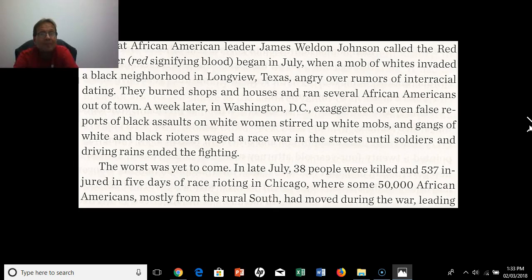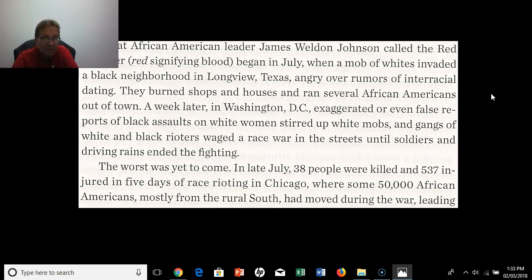Race riots. What African-American leader James Weldon Johnson, one of the Harlem Renaissance writers, called the Red Summer, red signifying blood, began in July when a mob of whites invaded a black neighborhood in Longview, Texas, angry over rumors of interracial dating. They burned shops and houses and ran several African Americans out of town. A week later, in Washington, D.C., exaggerated or even false reports of black assaults on white women stirred up white mobs, and gangs of white and black rioters waged a race war in the streets until soldiers and driving rains ended the fighting. The worst was yet to come in Chicago.